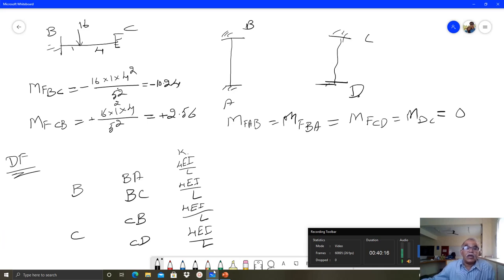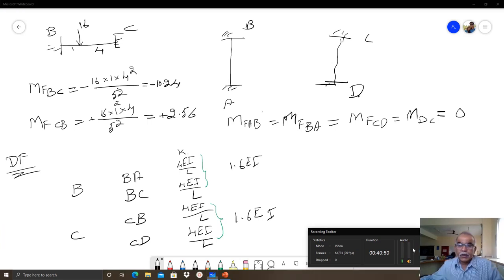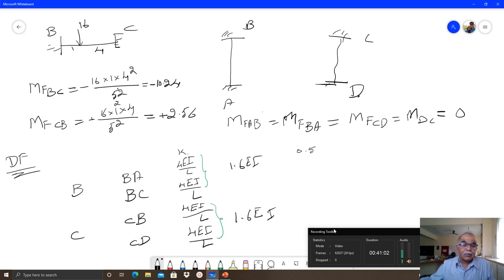Using respective L's, you can get sigma k at joint B and joint C. We get 1.6 EI, and here also 1.6 EI. Now therefore, distribution factor for the member BA will be this 4 EI by L divided by 1.6, it will be 0.5. And for BC, this divided by 1.6, it will be 0.5. And this divided by this, everything is 0.5 because of symmetry. Okay, distribution factors.